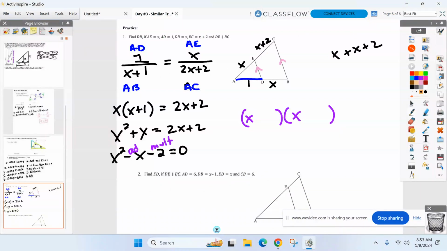Good. And I don't have many choices. I don't have many choices that multiply to negative 2, guys. I just got to make sure it adds to negative 1. All right, so think about it. Numbers that multiply to negative 2 but add to negative 1.